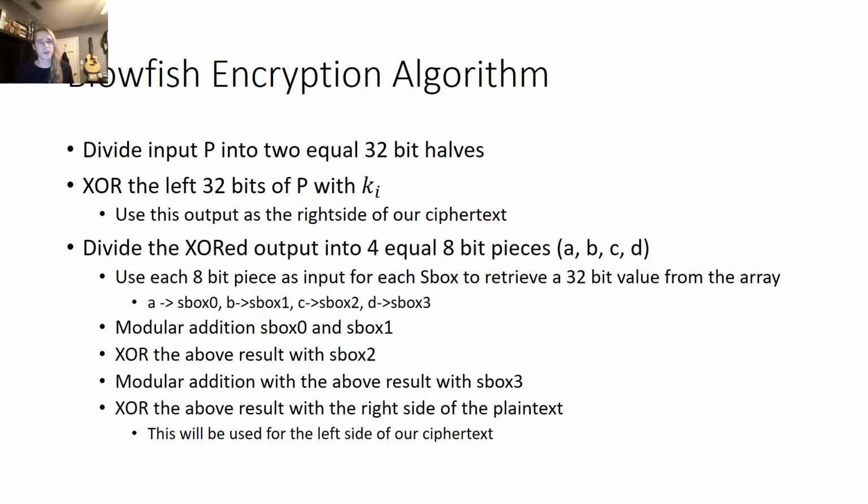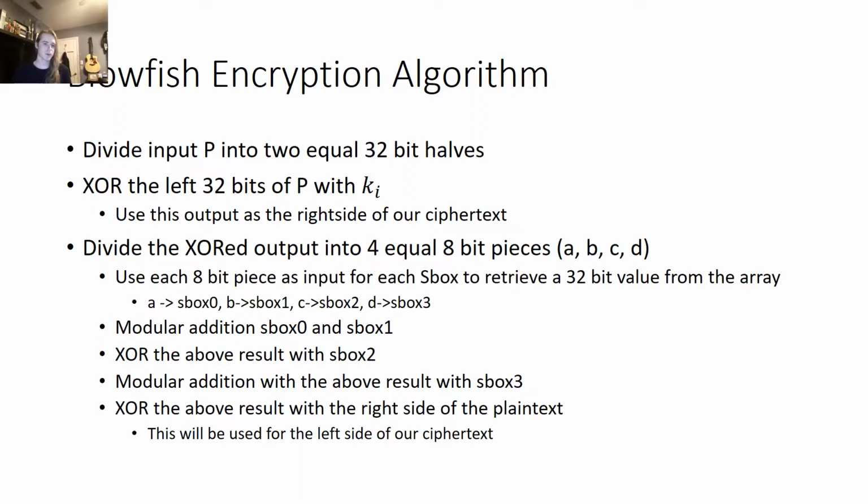So, to start with encryption, we will divide our input P into 2 equal halves of 32 bits, and we will XOR the left 32 bits with the first P-box value, and that will be the output of the right side of our ciphertext. We will then divide the XORed output into 4 equal 8-bit pieces, denoted as A, B, C, and D. And we will use each 8-bit piece as input for our S-box to retrieve a 32-bit value from the array, where A will go into S-box 0, B will go to S-box 1, and so on and so forth.